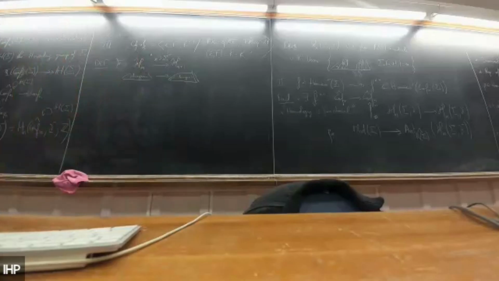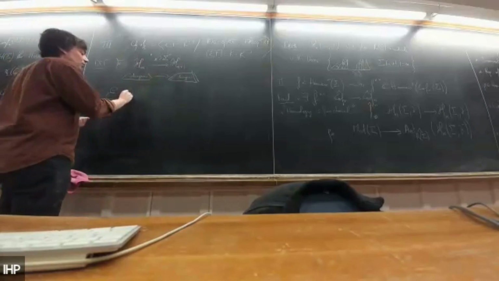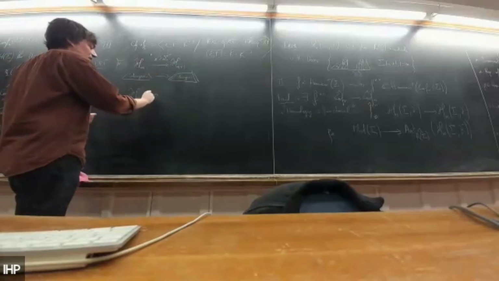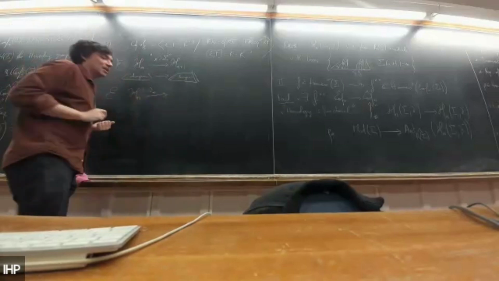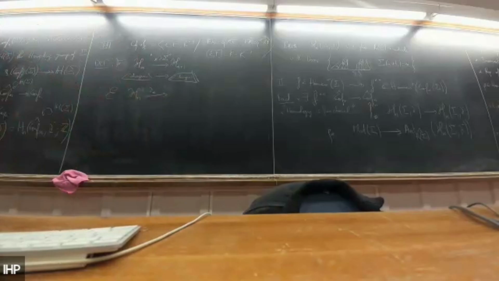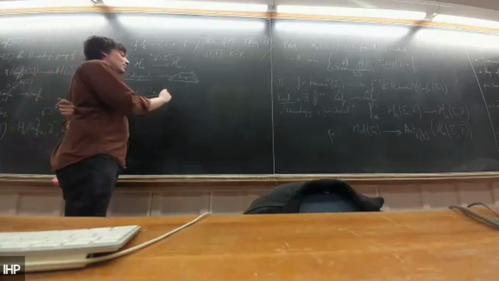Increase the dimension by 1 and the number of particles by 1. So you go from Hn to Hn plus 1. For E, you can go to H from Hn. So relative homology gives you a nice exact sequence. You have a natural map.